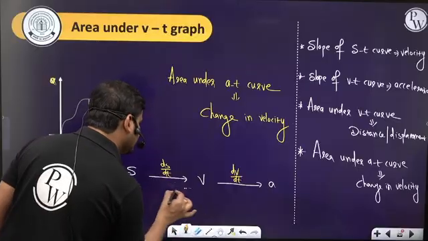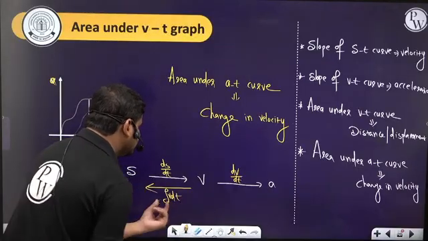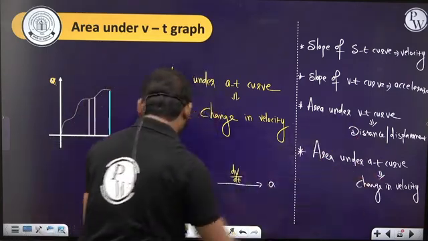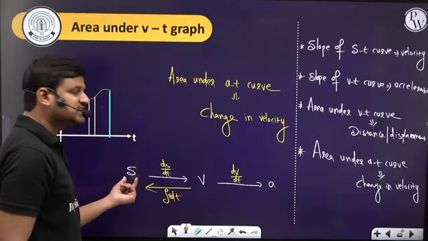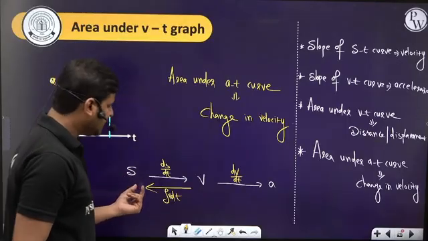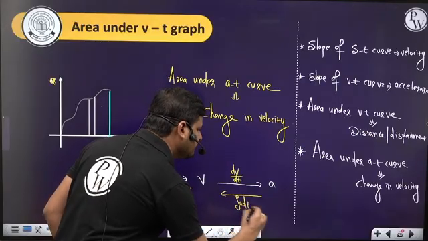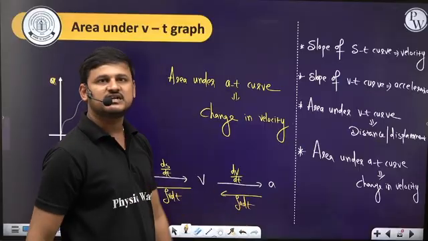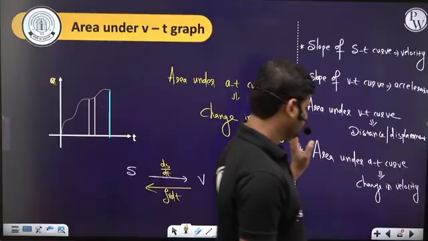And similarly, from here to here, the integration of v dt. What is integration? Area under the curve. The area under the v-t curve will result in distance or displacement. If the body is moving in a straight line, the distance and displacement both are equal, right? And on this side, the integration of a dt, the area under the acceleration-time curve will result in the velocity. Clear, everyone? Chalo.